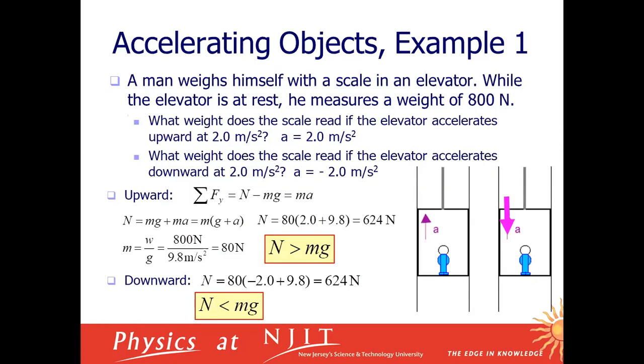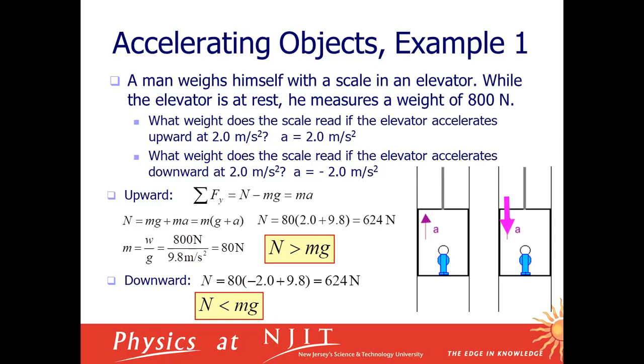A man weighing himself with a scale in an elevator. While the elevator is at rest, he measures a weight of 800 newtons. What weight does the scale read if the elevator accelerates upward at 2.0 meters per second squared? So how are we going to solve this one?